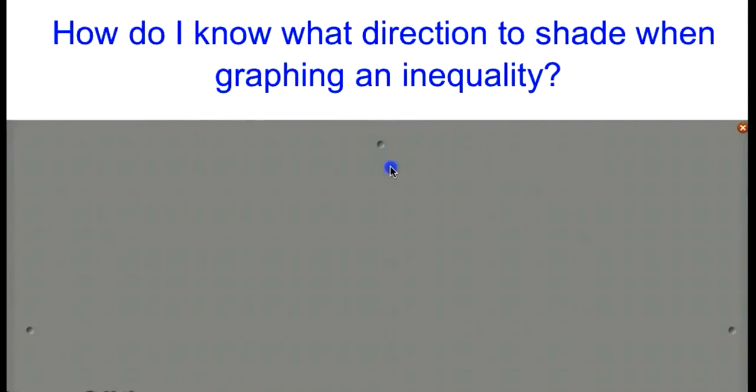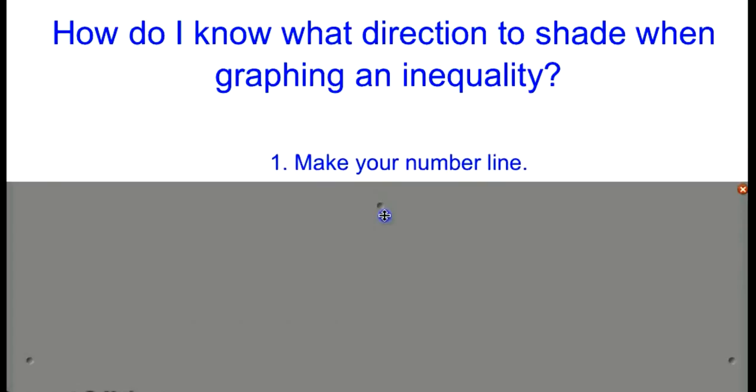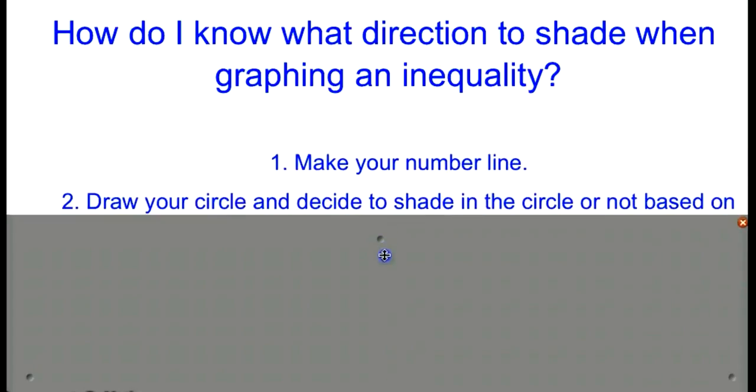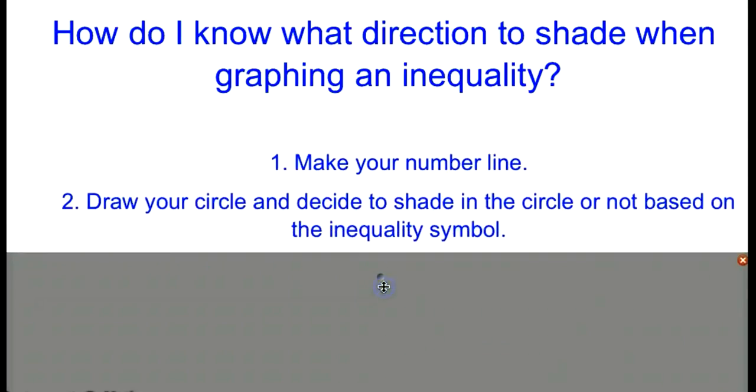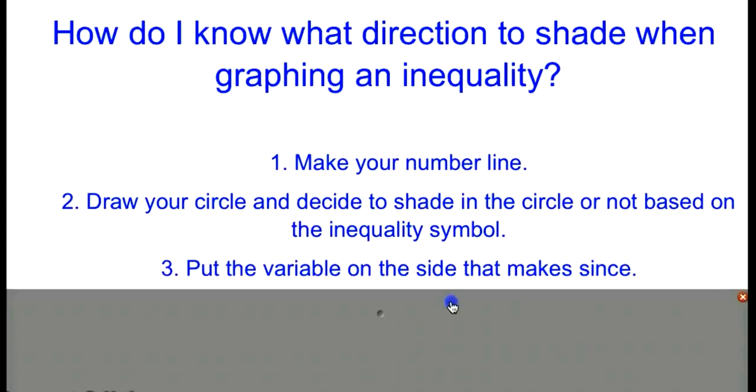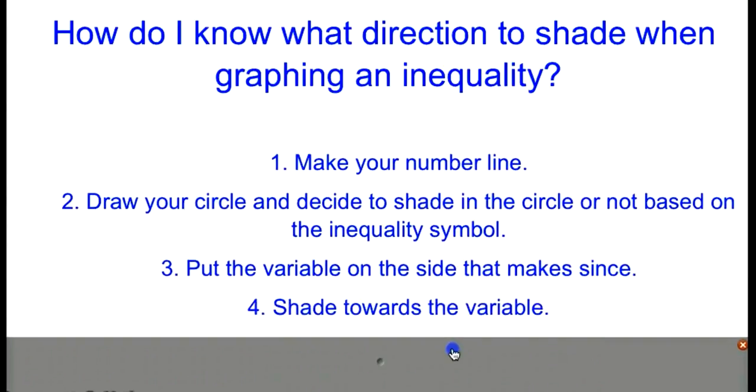There are 4 steps that you need to write down. The first one is that you're going to make your number line. The second one is draw your circle and decide to shade in the circle or not based on the inequality symbol, what you just learned. Put the variable on the side that makes sense, and then shade towards the variable. When we shade towards the variable, that means that it was a true inequality.